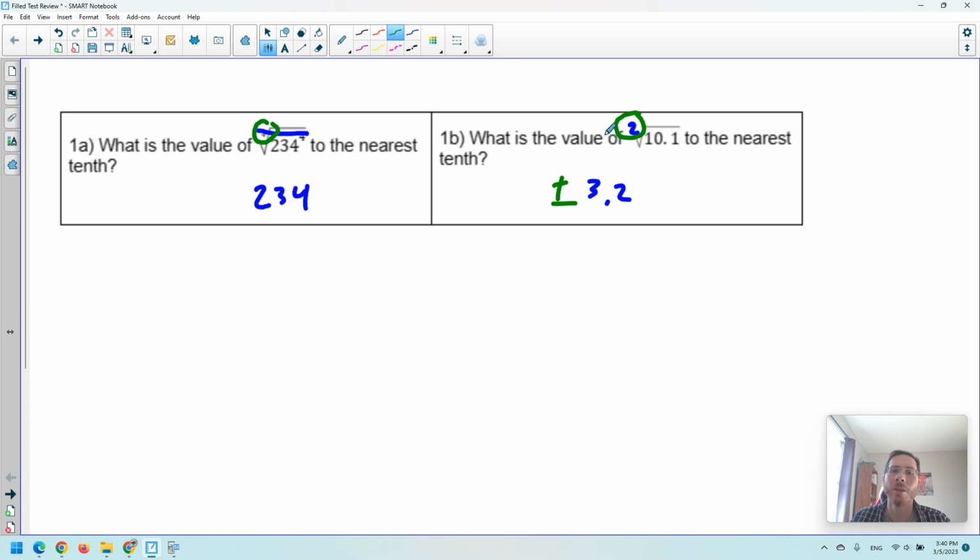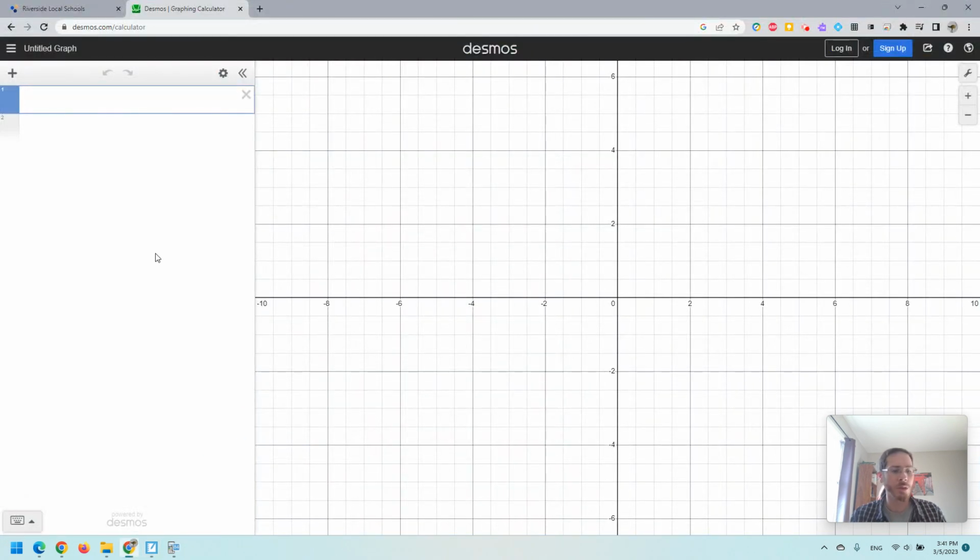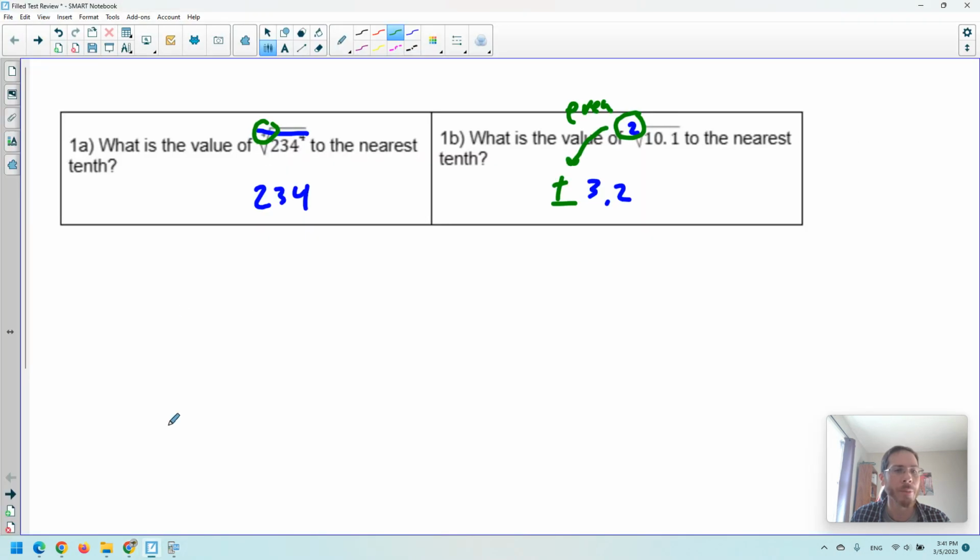And again, remember that plus minus is because we've got an even root here. The reason we don't do the even root on this one is because we're going to go to the fourth power, and the fourth power will automatically make a negative into a positive at that point. If you want to use Desmos, you can use Desmos on this one too. We could do a square root of 10.1. We get the same answer. So that's it for number one.